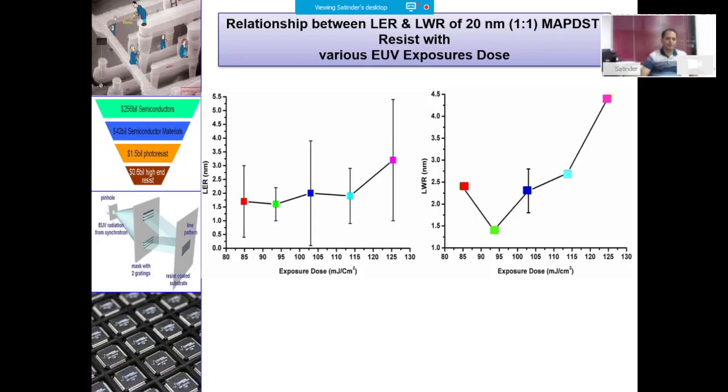Here you can see the LER and LWR. LER is basically between 1.5 and 3.5 nanometers with the exposure dose, and LWR is also 2.5 to 4.4 or 4.3 with the exposure dose. It is shown that with increasing dose, the LER and LWR increase. That is expected basically, which means it is going to degrade your system.